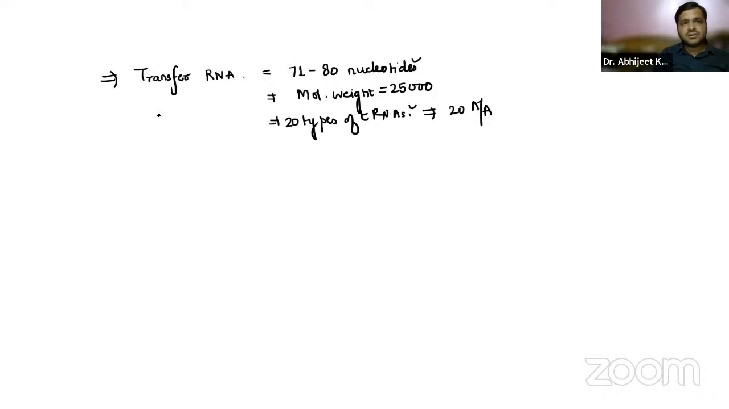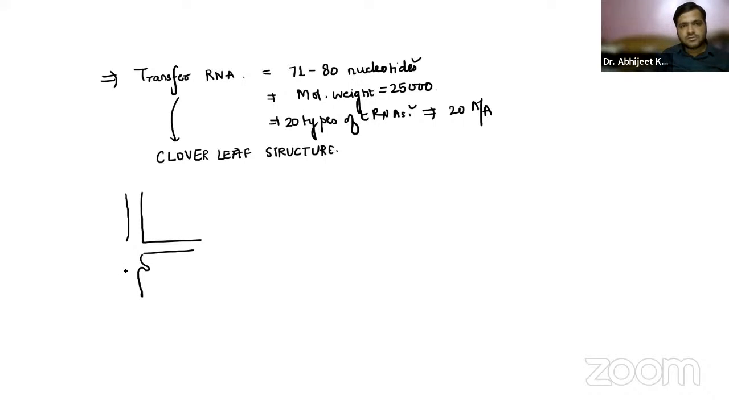So remember the structure of the transfer RNA. It is basically in the form of a clover leaf-like structure, the picture which you have already seen in your class. Let me just try to draw it more nicely. It has various loops. So the structure is like this.